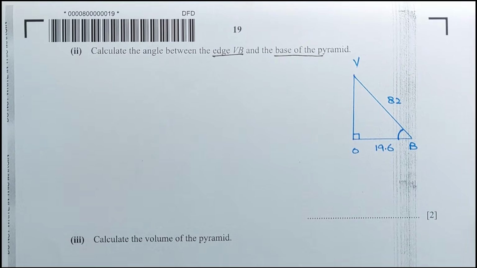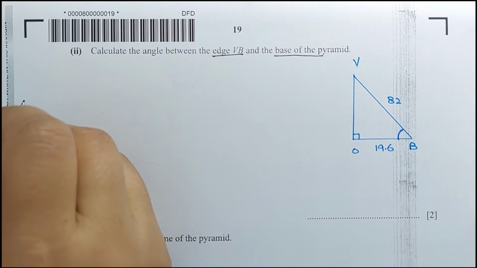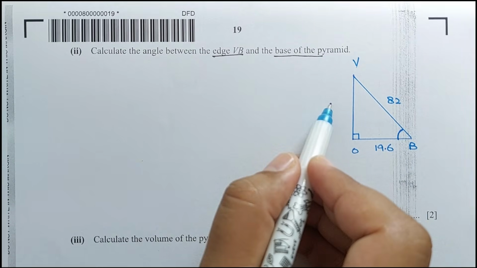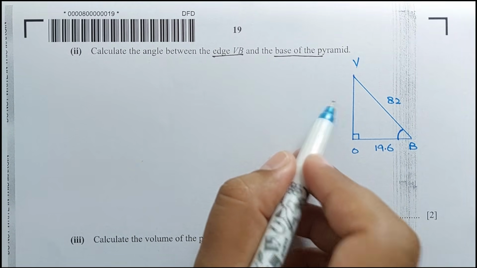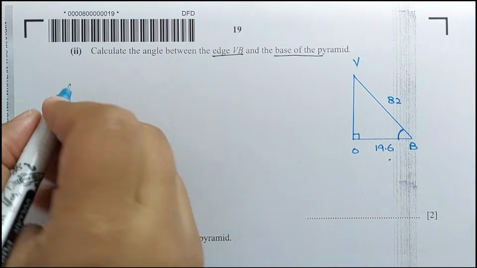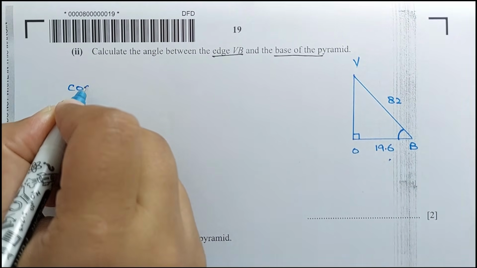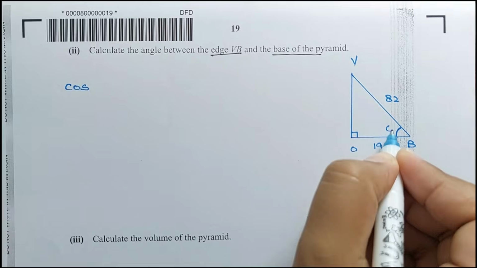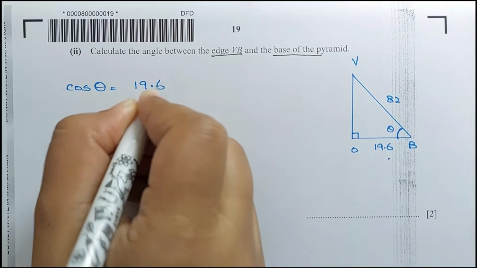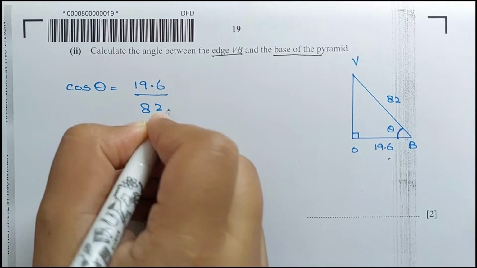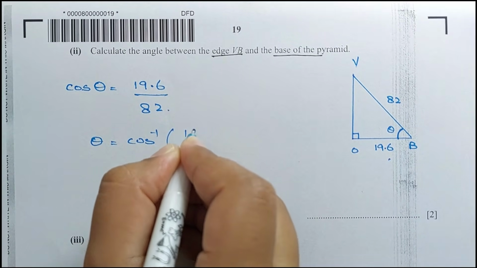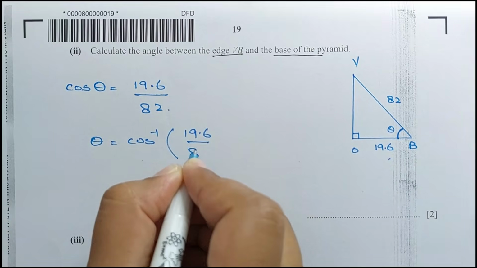Since it is a right angle triangle, we can use the primary trigonometric ratios, sine, cos, or tangent. For the angle, the front side is opposite, this is adjacent, and that is hypotenuse. So we have adjacent and we have hypotenuse. We can use the ratio of cos. Let's say this angle is theta. So cos of theta is adjacent, which is 19.6, over the hypotenuse, 82. So theta equals cos inverse of 19.6 over 82.